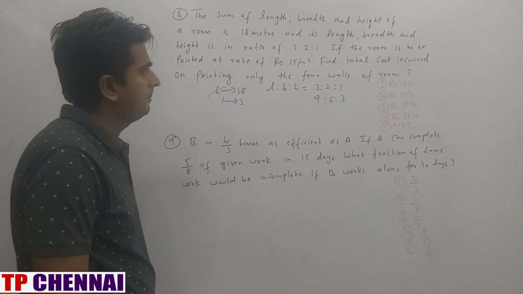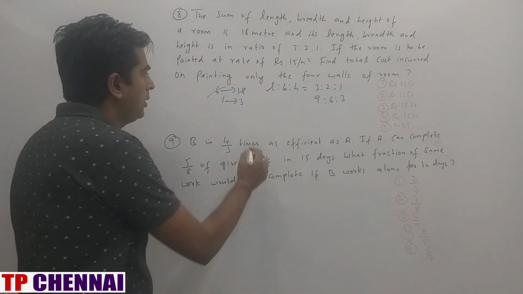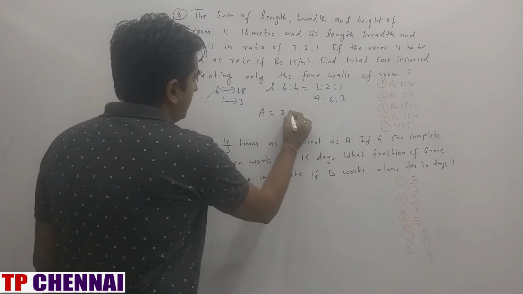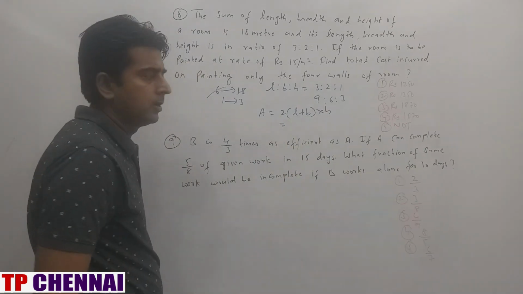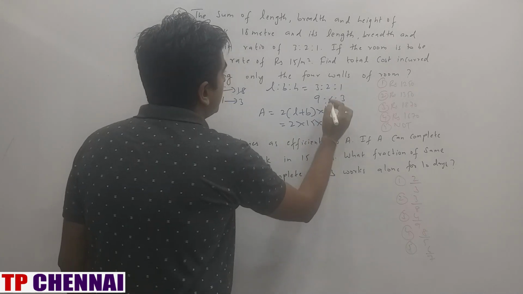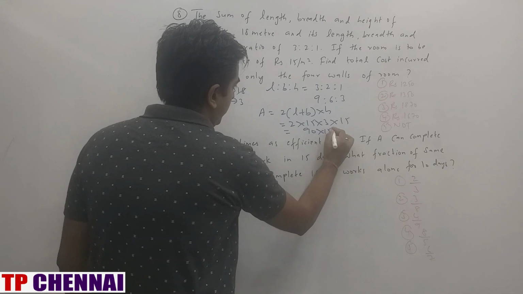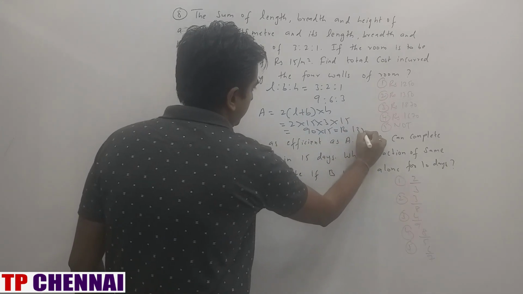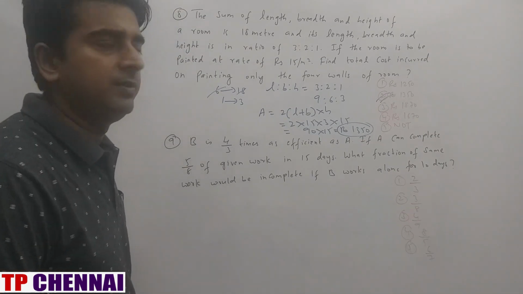Now they are saying that the room is to be painted at the rate of rupees 15 per meter square, find the total cost incurred on painting only the 4 walls of the room. What is the formula of the area of the 4 walls of a room? 2 into (L plus B) into H. Very important question. L plus B is 15, height is 3, and per square meter is how much? 15. So 90 into 15, 15 nines are 135, so 1350. So my answer is rupees 1350.